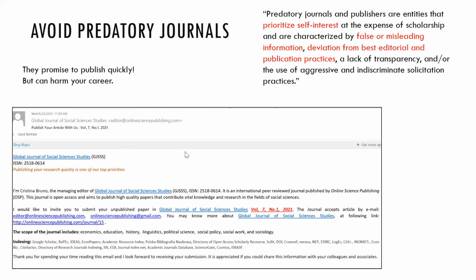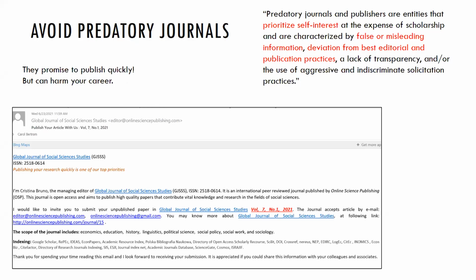So I get a couple of these every week. You know, hello, this is me. It all looks very good. It's an international peer-reviewed journal, etc. Please submit. But here's a key: publishing your research quickly is one of our top priorities. If they promise to publish it quickly, generally it means that there's no peer review, which means that good quality editorial and publication practices are not being adhered to. The best practice is blind review. And that can take time.